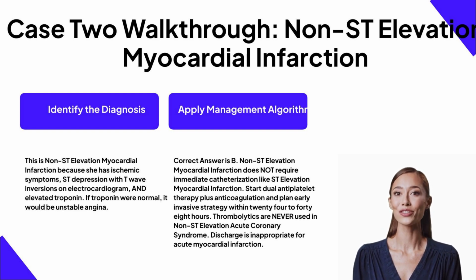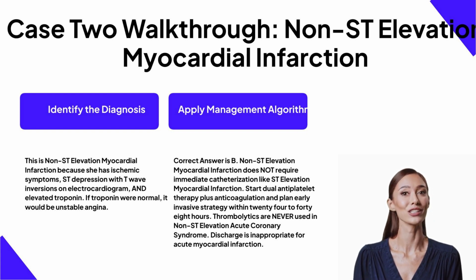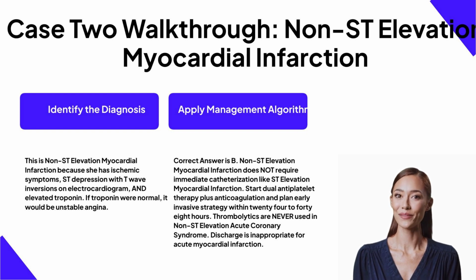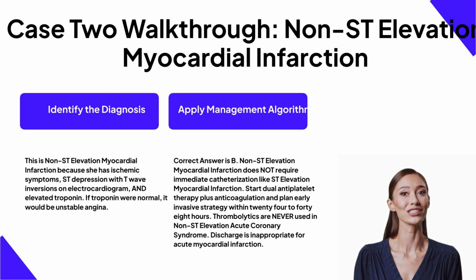Myocardial infarction does not require immediate catheterization like ST elevation myocardial infarction does. Start dual antiplatelet therapy plus anticoagulation and plan for an early invasive strategy within 24 to 48 hours. C is wrong because thrombolytics are never used in non-ST elevation acute coronary syndrome. D is wrong because discharge is inappropriate for acute myocardial infarction.